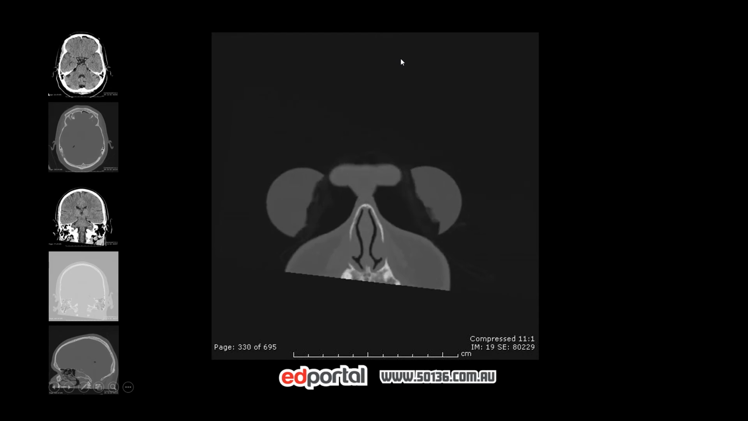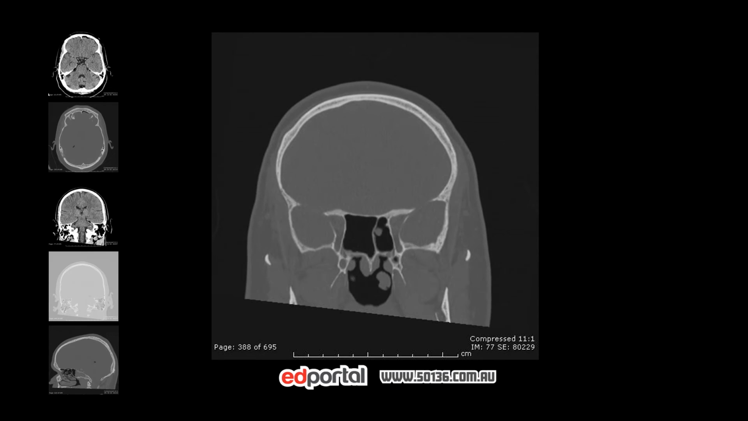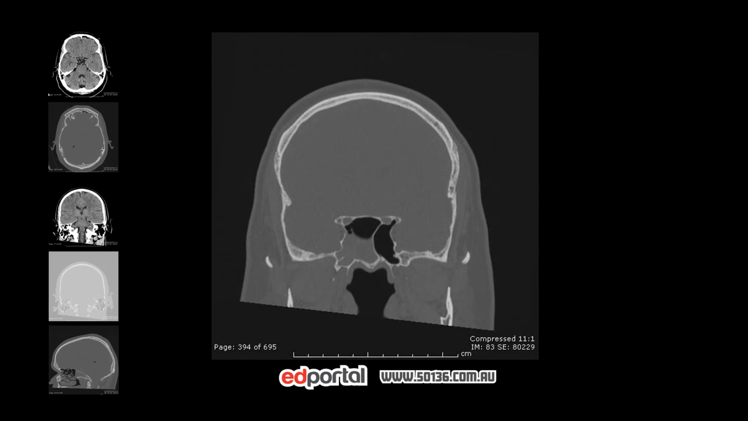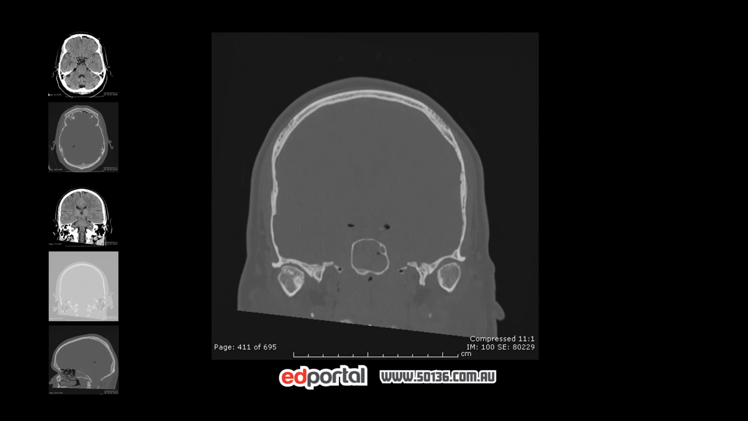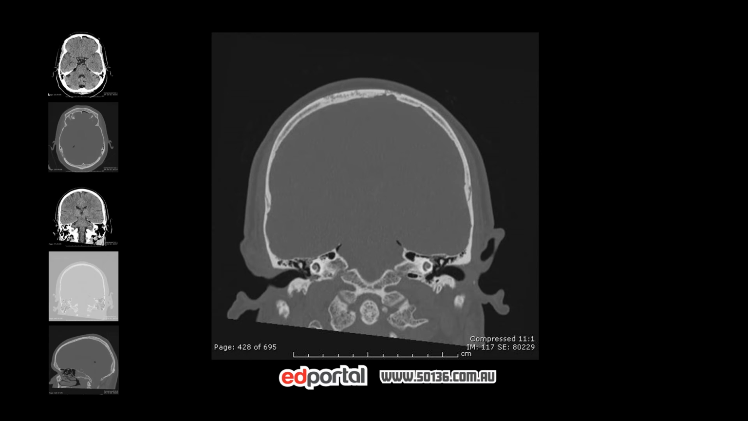So looking at these coronal images, let's scan through and have a look. And again, we've got that quite significant fluid level in the sphenoid sinus. Moving through, we're going to see the ear canal and the middle ear now. And I'll draw your attention towards this. So you can see, let's look at the left to start with, that we have this snail shell type structure that is sitting there in the inner ear. Now that's actually the cochlea visible on CT.